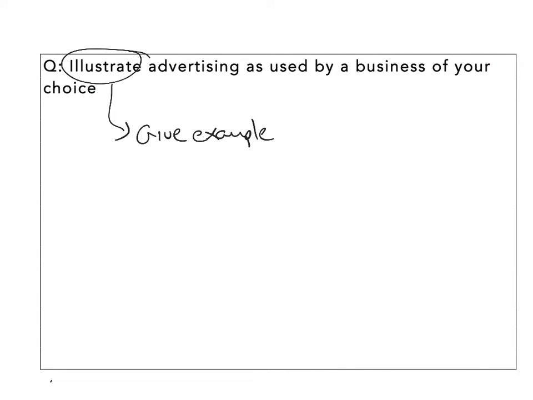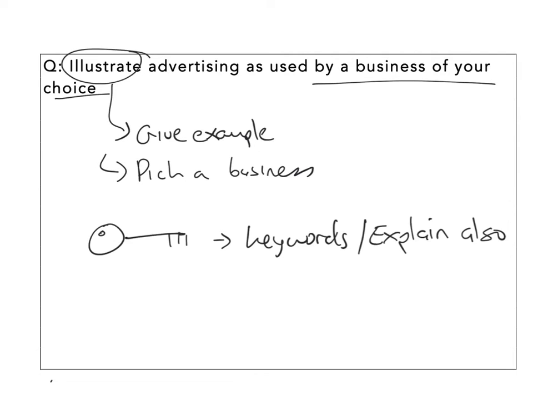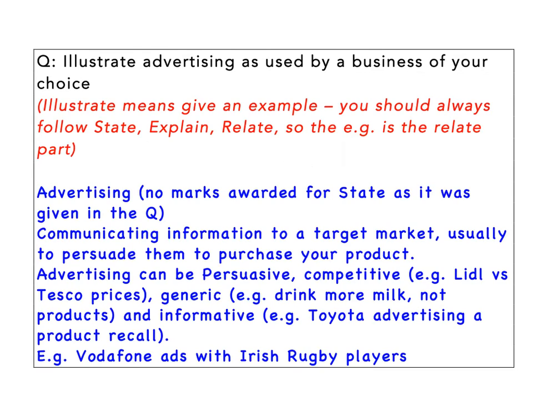Okay, so illustrate. So if you see the verb illustrate, it means you have to give an example. So with explain, you can use an example, but with illustrate, it has to be there. Okay, so we're saying illustrate advertising used by a business of your choice. So you should pick a business, give your keywords, and explain also what advertising is, and then give an example of it. So we're going to use the Cert, state, explain, relate.